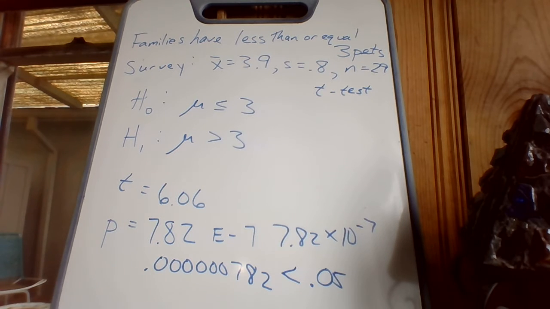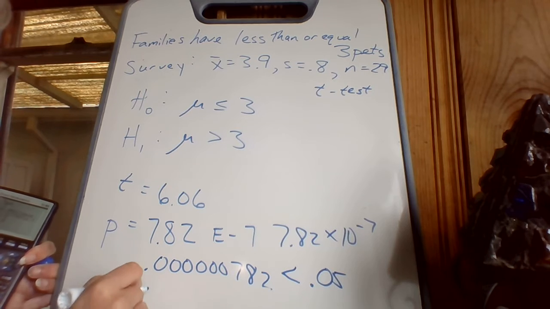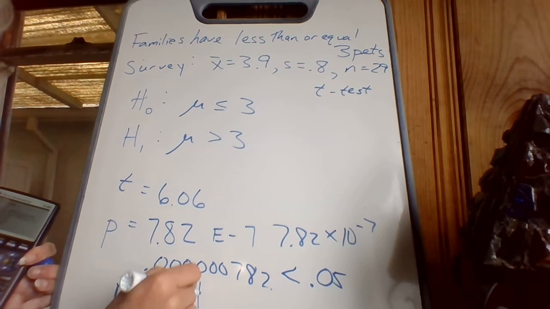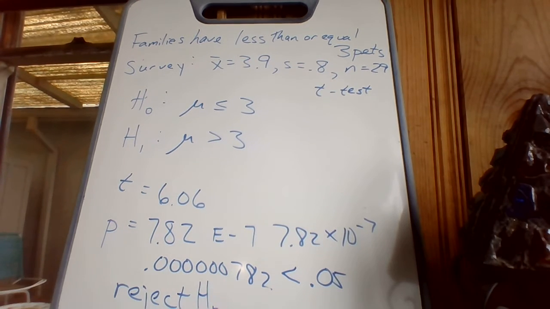This is the p-value for this problem, and this is the chance that this person up here knows what they're talking about. So if the chance that they know what they're talking about looks like that, they don't know what they're talking about. I write down reject H0. I've just rejected what they said.